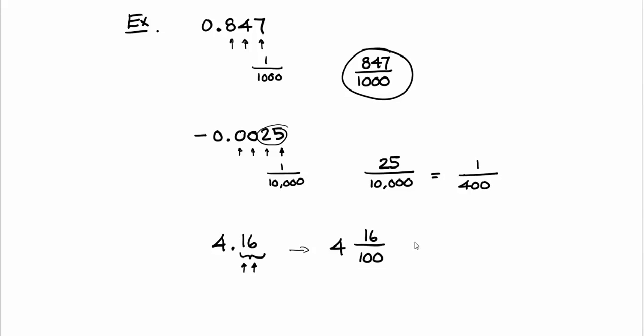I'm not quite done yet though, because 16 100ths can be reduced. So that's the same as 4. Let's see, 16 divided by 4 goes 4 times. 100 divided by 4 is 25, so it becomes 4 and 4/25. And that's my simplest form.